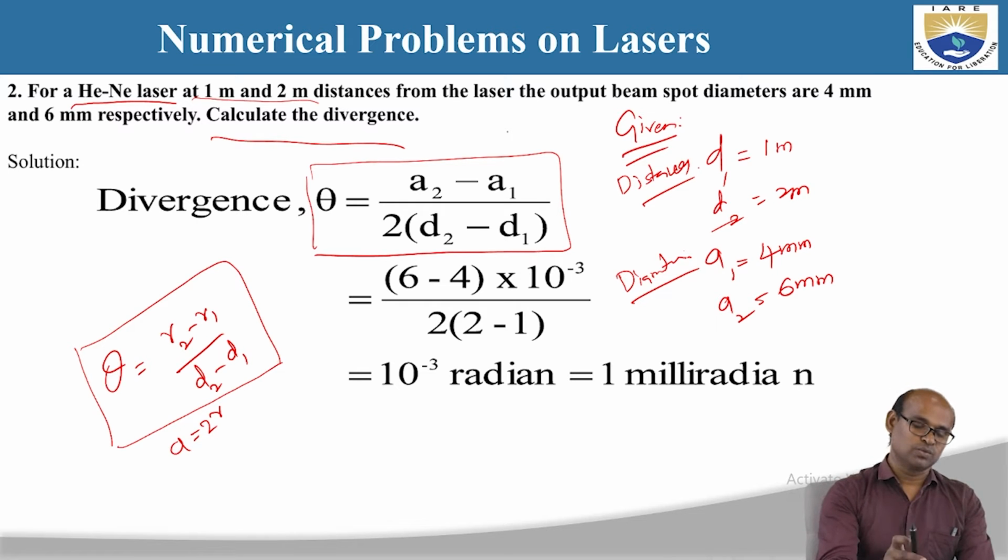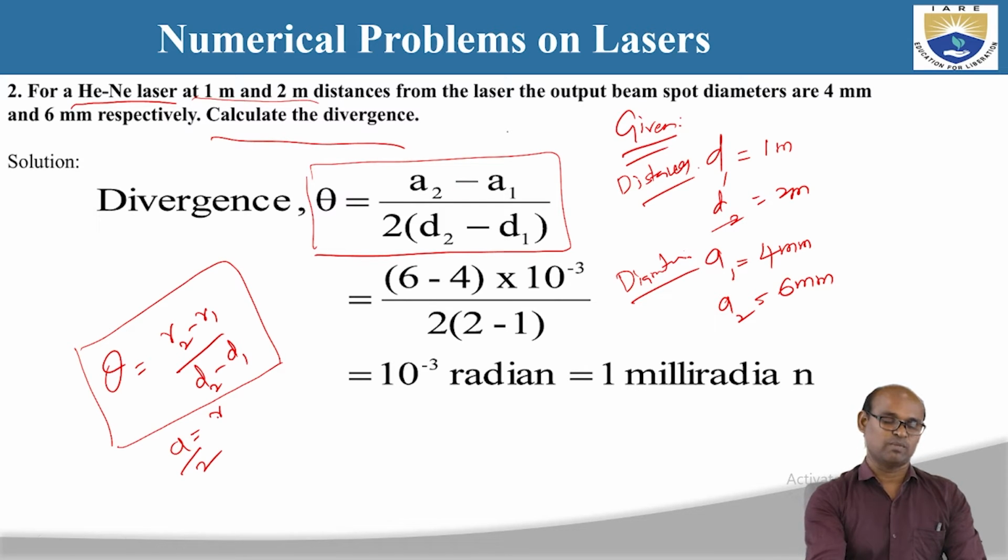Radius is nothing but diameter by 2, so it is easy to understand this formula. Here it is R2 minus R1 by D2 minus D1. But if you want to replace R by A, you have to write A2 by 2 minus A1 by 2, so that will come into the denominator. That is why it becomes A2 minus A1 by 2 into D2 minus D1. Now they have given diameters and distances, so it is easy to calculate the divergence, right?